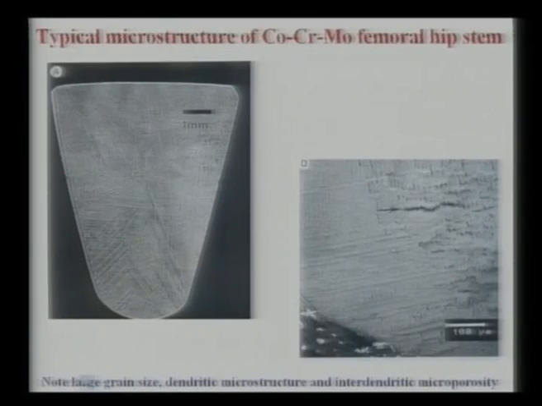This is the typical microstructure of cobalt chrome moly femoral stem. It has a typical cast structure, like columnar structure. So all these columnar grains are oriented at different orientations, and this forms during the casting solidification process.